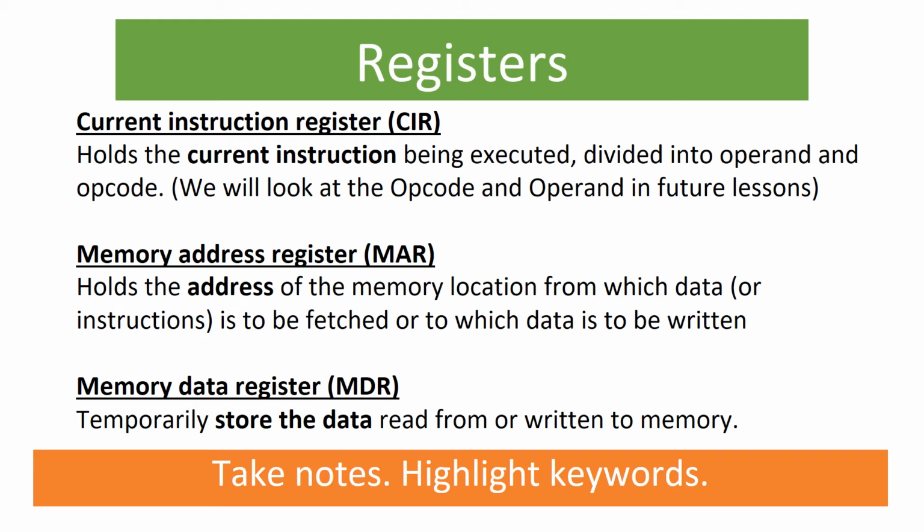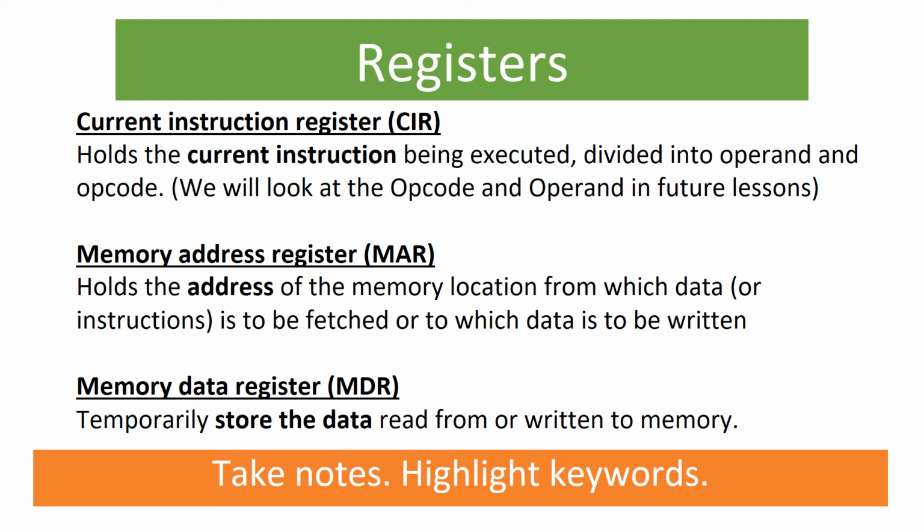It's divided into 2 parts, the opcode and the operand, and we're going to explore those more in a future lesson. The MAR, the Memory Address Register. This holds the address of the memory location where the data or instruction is to be fetched from. That might be in RAM. So it holds the address, it's not holding data.